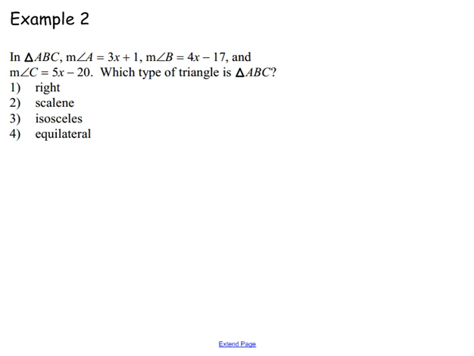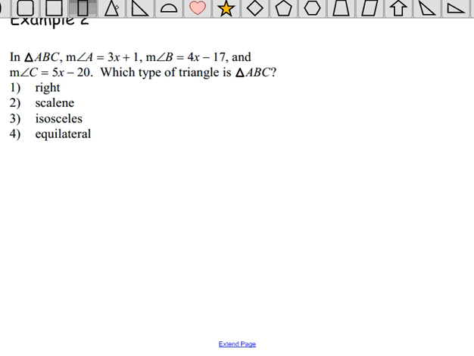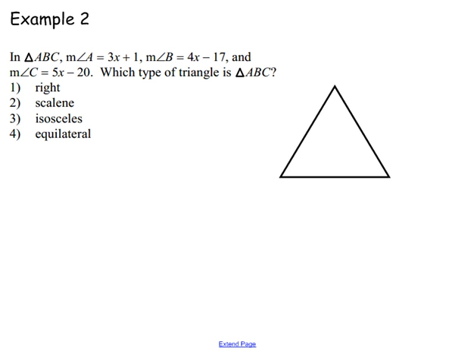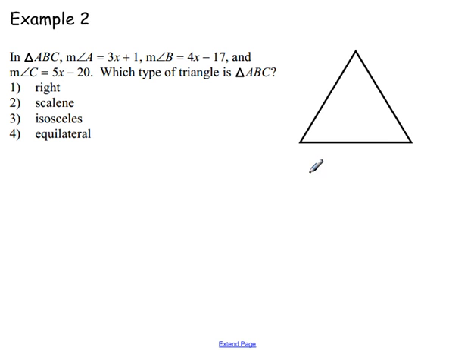Okay, let's try another example. It says in triangle ABC, measure of angle A equals 3x plus 1, measure of angle B equals 4x minus 17, and measure of angle C equals 5x minus 20. Which type of triangle is triangle ABC? So again, I'm just going to go ahead and draw a triangle. This is not drawn to scale, so I'm just going to write not drawn to scale here.